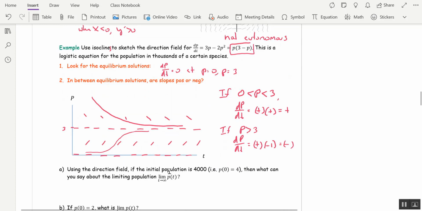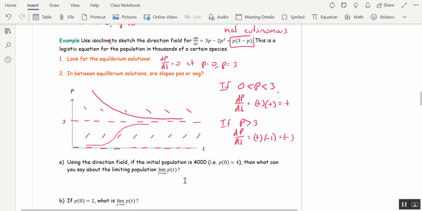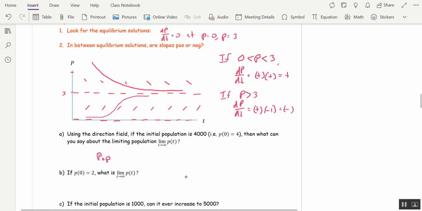If the initial population is 4,000, that would be up here, then what can you say about the limiting population p of t as t goes to infinity? Well, if you're starting up here at 4,000, the population is eventually going to have to decrease to 3,000 because all the slopes are negative. It can't go up. It's going to have to come down, and it can't cross that line.